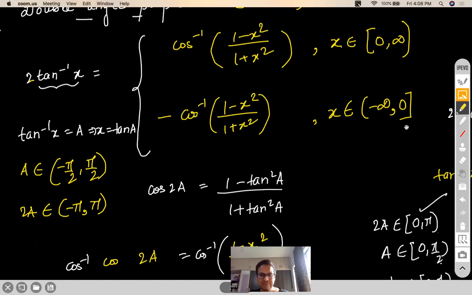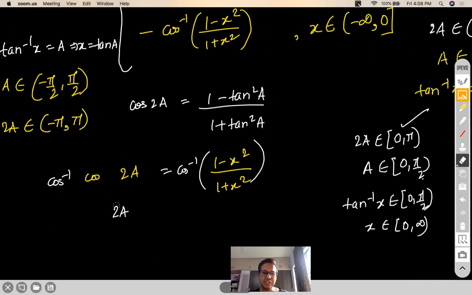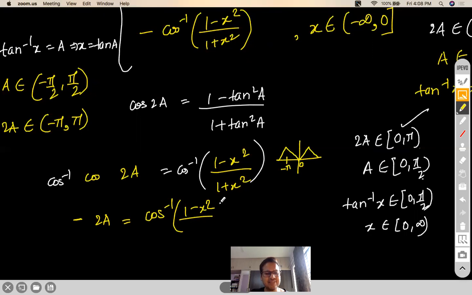Exactly, correct. Another way to look at it is, see, at this stage when you are aware that your 2a is between minus pi to 0, cos inverse cos theta will give you what? Negative theta, right? I hope everybody recalls the graph of cos inverse cos theta versus theta. So if you're looking at minus pi to 0, the answer should come out to be minus 2a, right? So if minus 2a is this, it is very evident that 2a will be negative of cos inverse 1 minus x square by 1 plus x square.